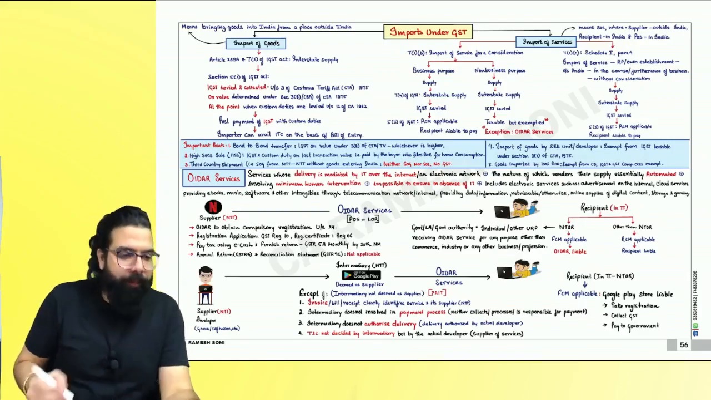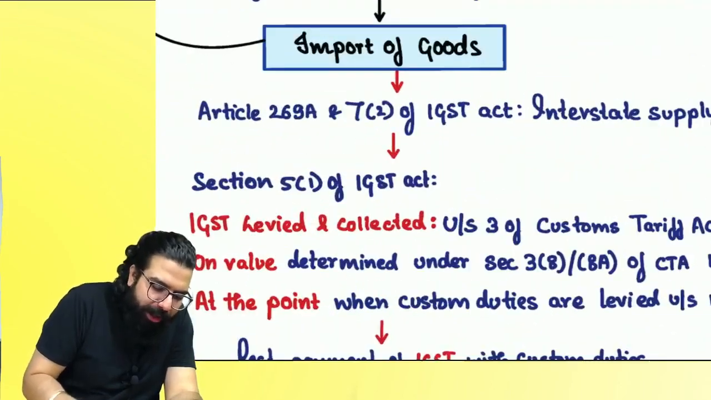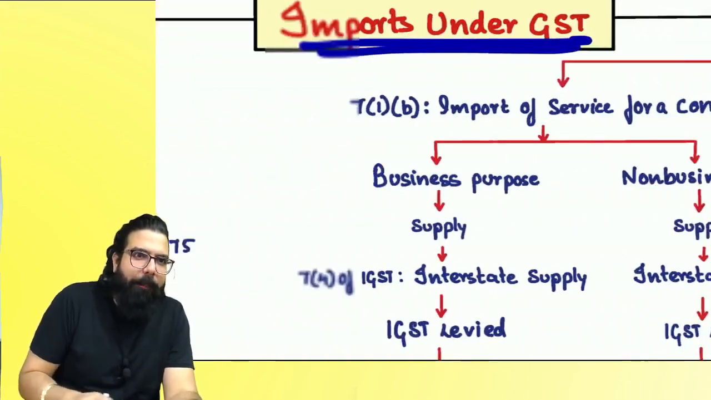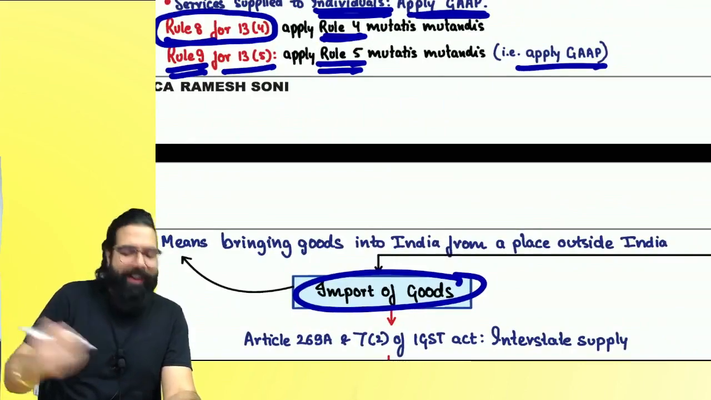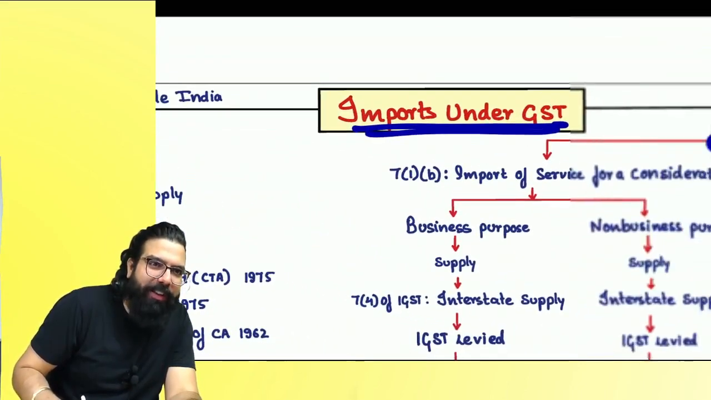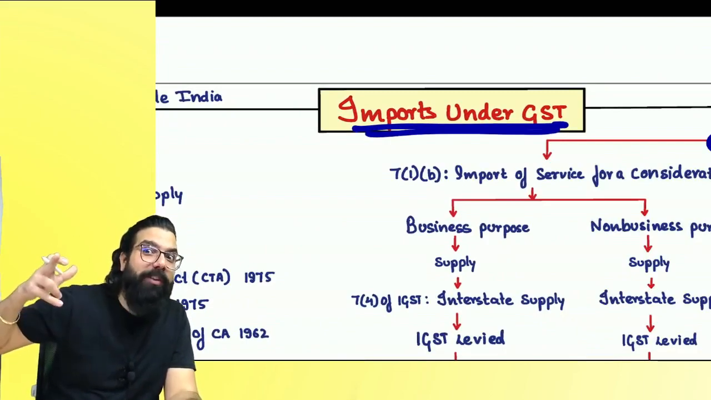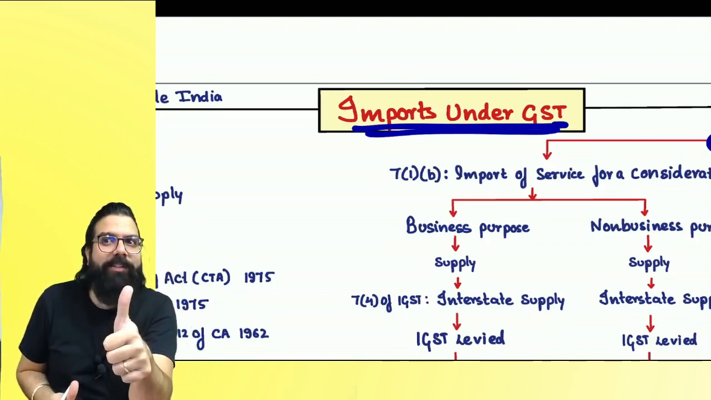Everyone over here now. Imports under GST. Import can be of goods, import can be of service. Can you tell me, importation of goods means what? Bringing goods from outside India into India is importation of goods. In customs, we have learned that this means when you come within the territorial waters of India. Because on importation of goods, custom duty will come and GST will come under the Customs Act. Are you able to connect to this chapter now?